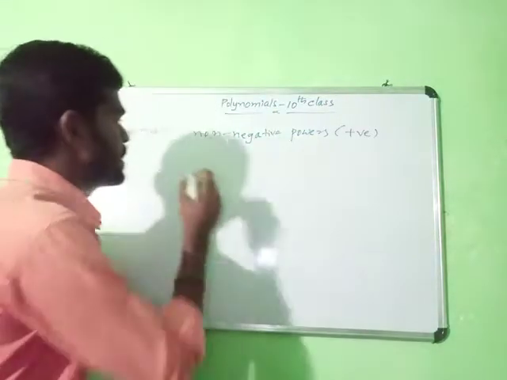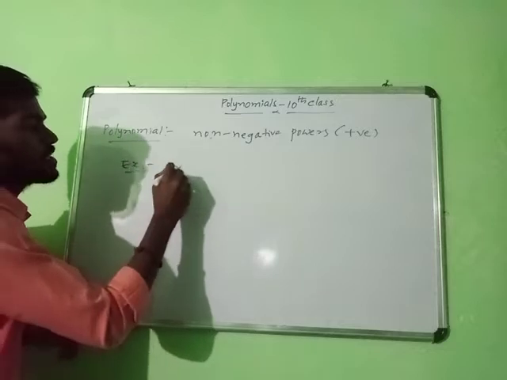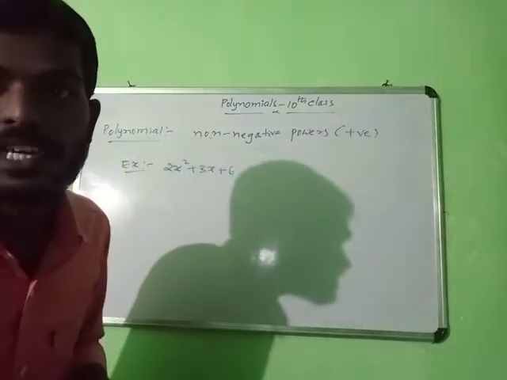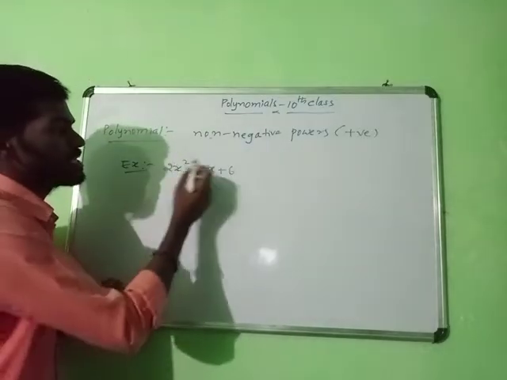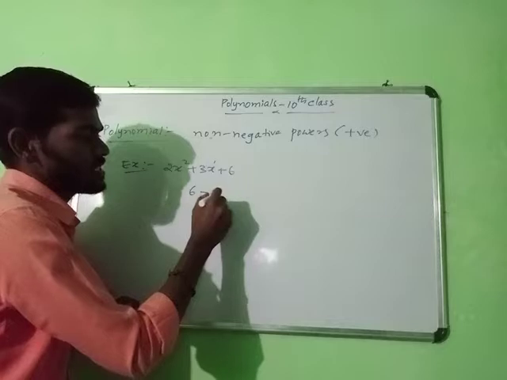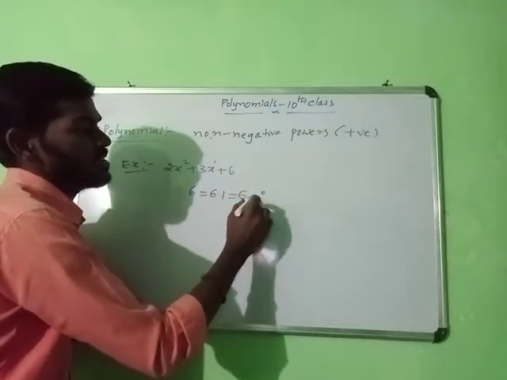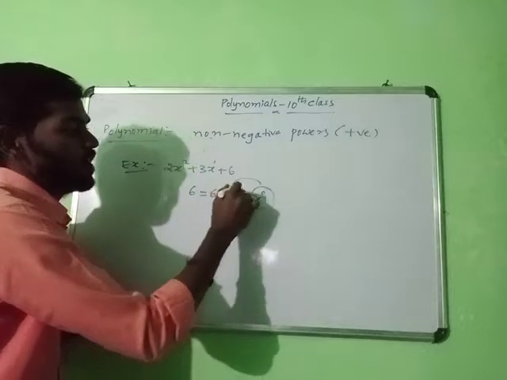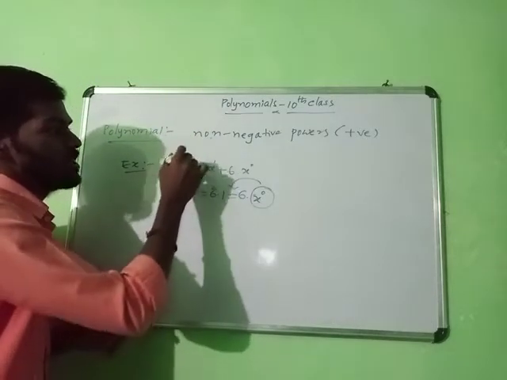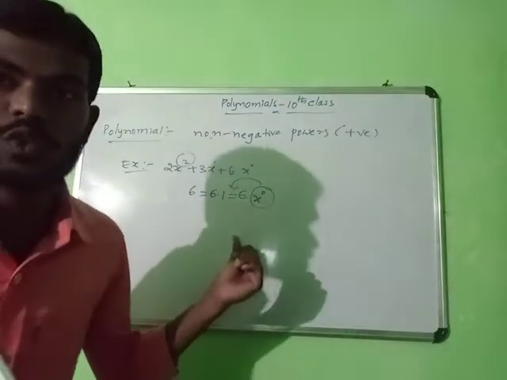For example, 2x square plus 3x plus 6. This is one of the polynomials. Here degree 2 is there, degree 1 is there, and degree 0 is there. 6 is 6 into 1, which is 6 into x power 0, since x power 0 equals 1. So which is highest here? 2 is the highest. So the degree of the polynomial is 2.